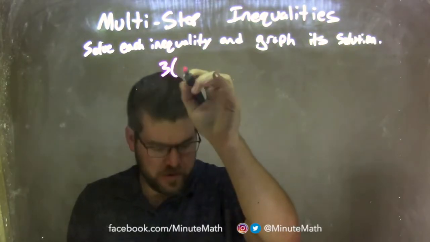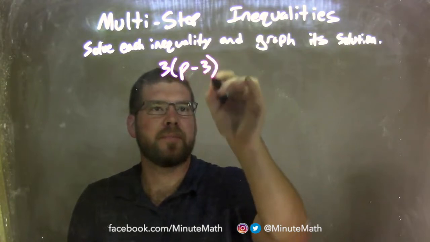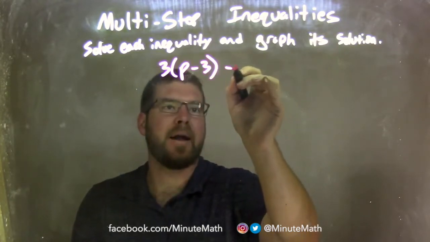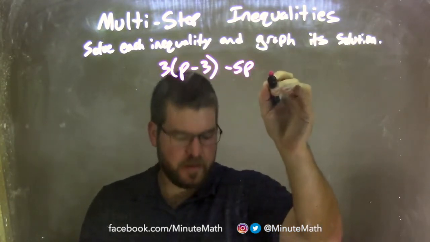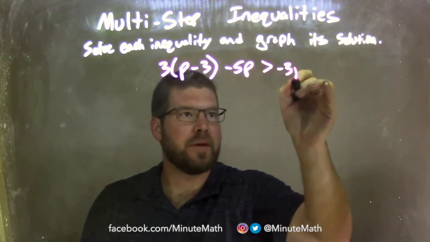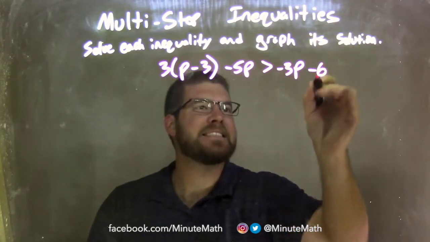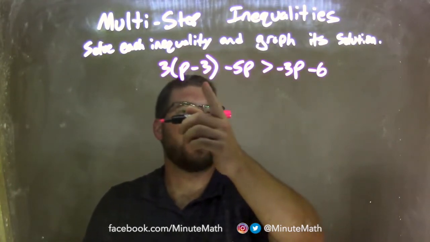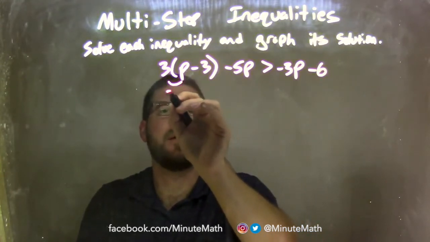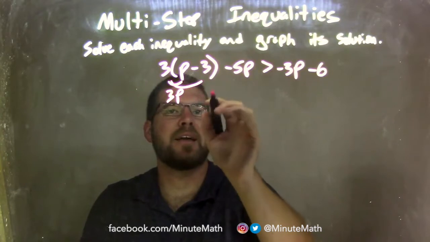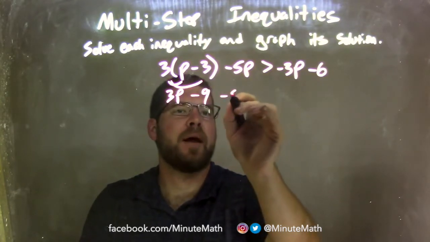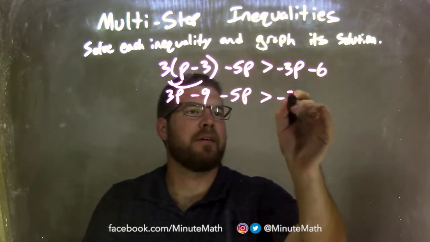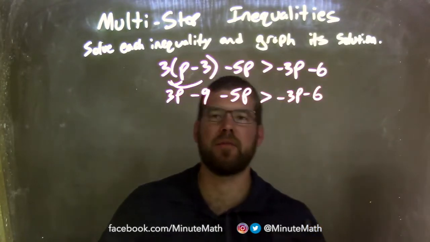3 times (p minus 3) minus 5p is greater than negative 3p minus 6. Okay? Well, first thing, I'm going to distribute that 3 across here. So 3 times p is 3p, and 3 times a negative 3 is negative 9. Then we have minus 5p here is greater than negative 3p minus 6. Just kind of writing the rest out.